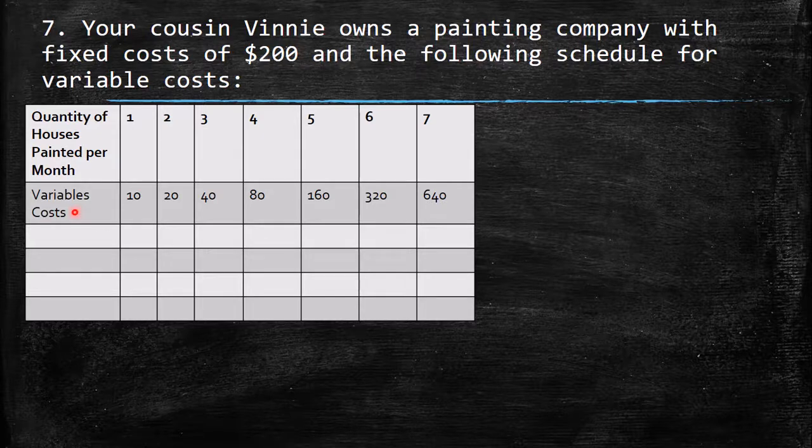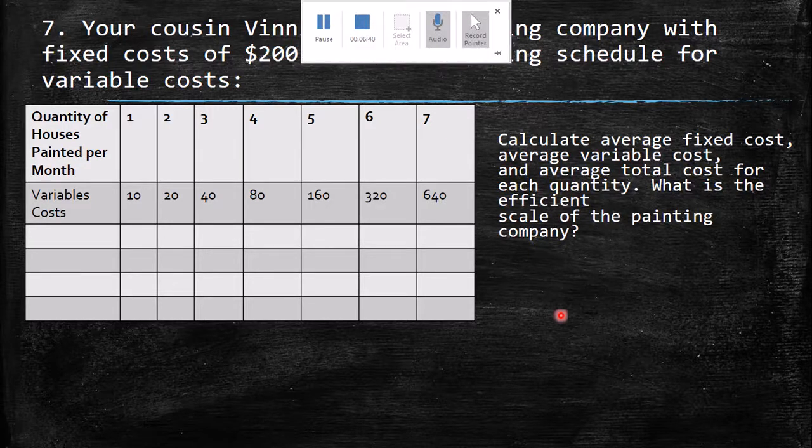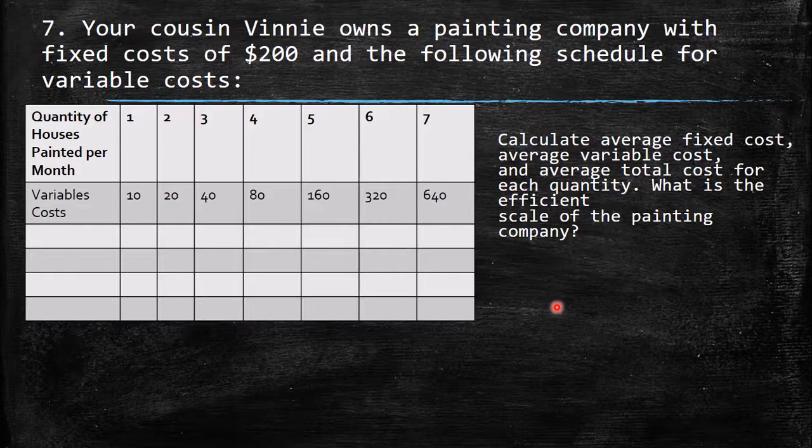This time you would say the paints, right? All the materials necessary to paint. This one will change, because if you paint more houses, naturally you need to spend more on paint. So the question says, calculate average fixed cost, average variable cost, and average total cost for each quantity. What is the efficient scale of the painting company?